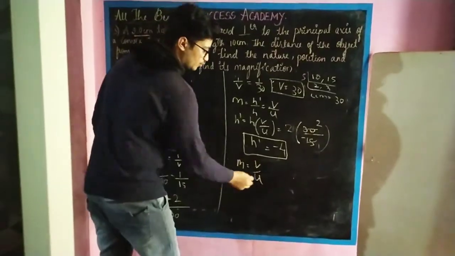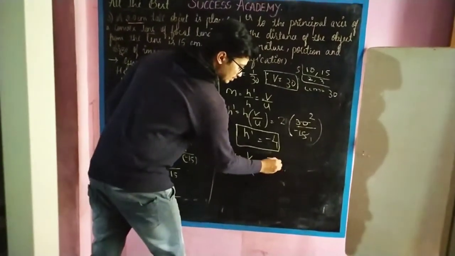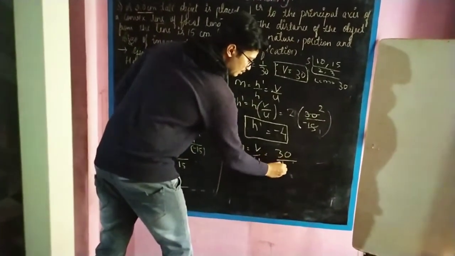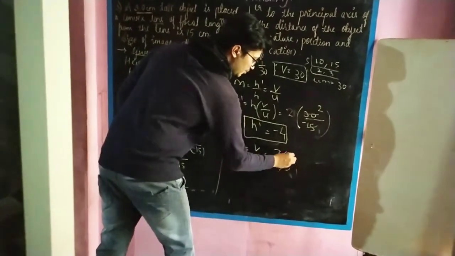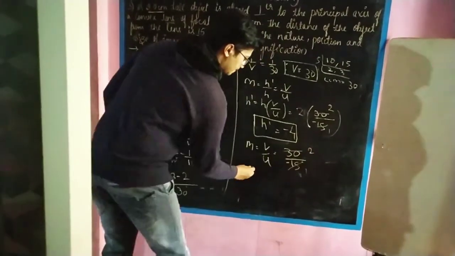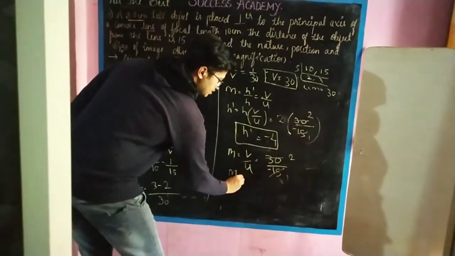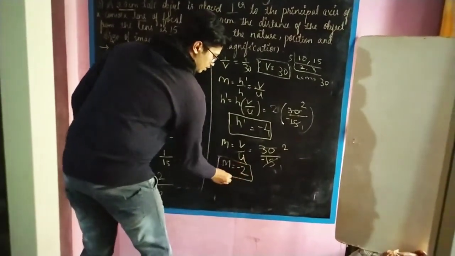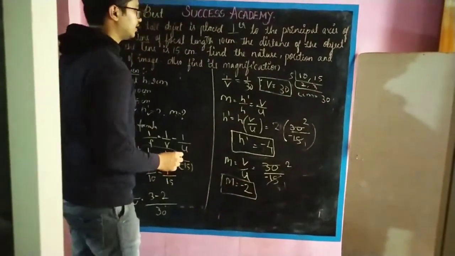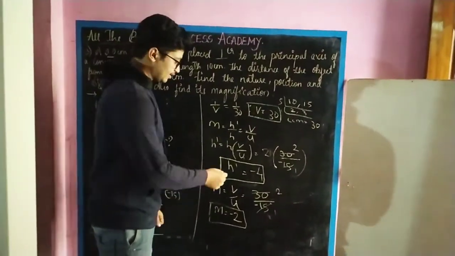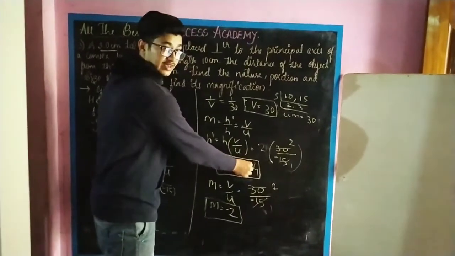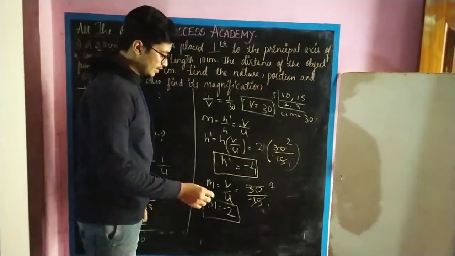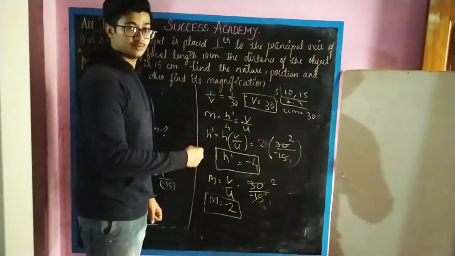M is equal to v by u. V is 30. U they have given as minus 15. 15 ones are 15, 15 twos are 30. Therefore, M is equal to minus 2. We have found out all the three values, friends. By this we can say that the image is negative, which means the image is inverted, and the magnification is 2 times, behind the lens.